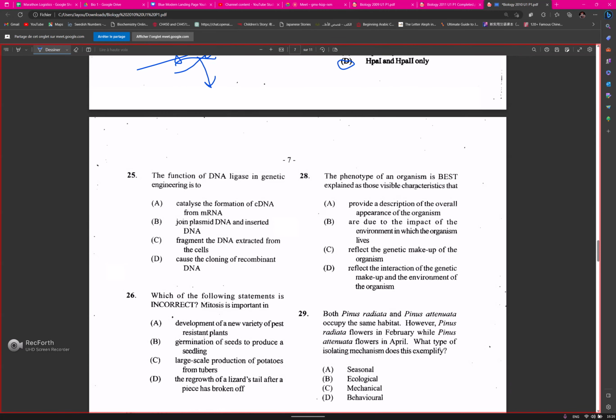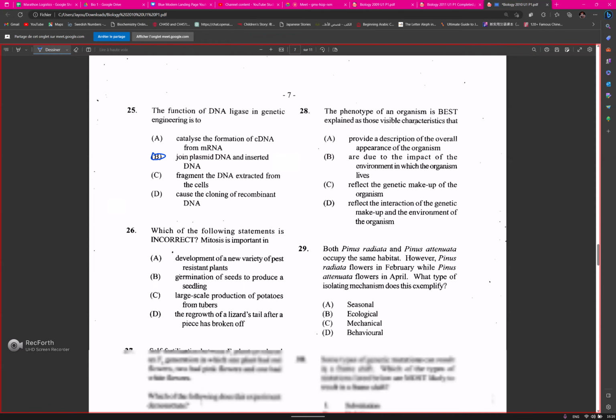Alright. So let's see here now. 25. The function of DNA ligase. Alright, so we know this. Join. Beautiful. 26. Which of the following statements is incorrect? Meiosis is important in, or mitosis, sorry.